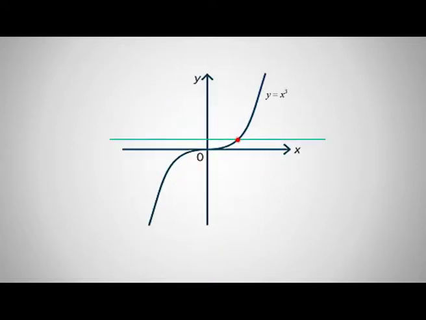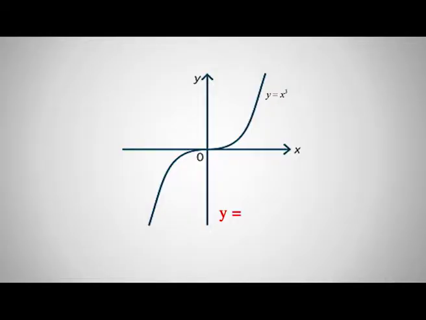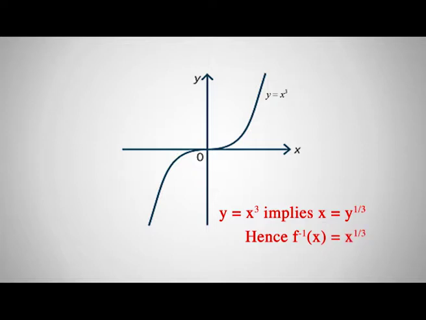The figure shows that the graph of y equal to x cube is cut at most once by any horizontal line. So, f of x equal to x cube is invertible, and its inverse can be obtained as follows. y equal to x cube implies x equal to y to the power 1 by 3. Hence, the inverse function is given by f inverse of x equal to x raised to 1 by 3.